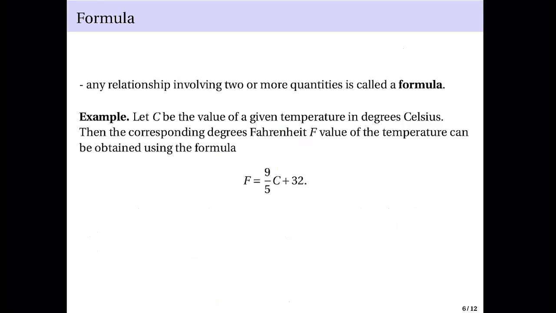Next formula here. Let C be the value of a given temperature in degrees Celsius. Then the corresponding degrees Fahrenheit value F of the temperature can be obtained using the formula F equals 9/5 C plus 32. For example, if you are from the United States, you always use Fahrenheit there. You go to another country and they use degrees Celsius. So you can convert using this formula, or vice versa. If you are a non-US resident and you go to the US, you are used to using degrees Celsius, you convert to Fahrenheit using this formula.